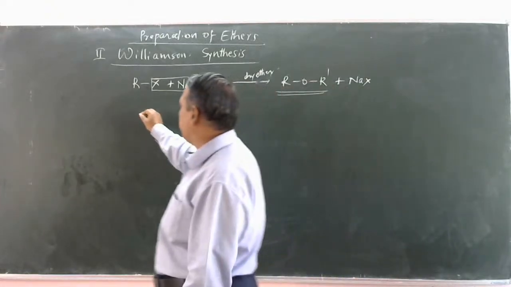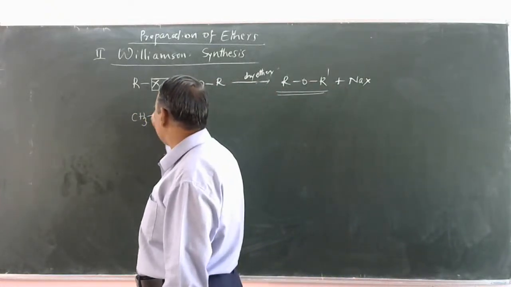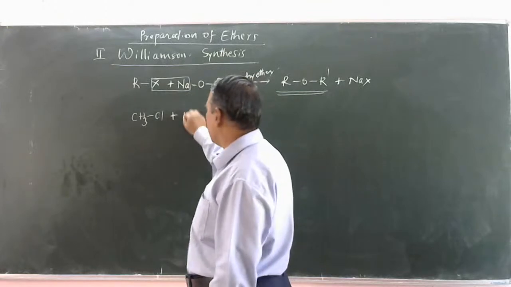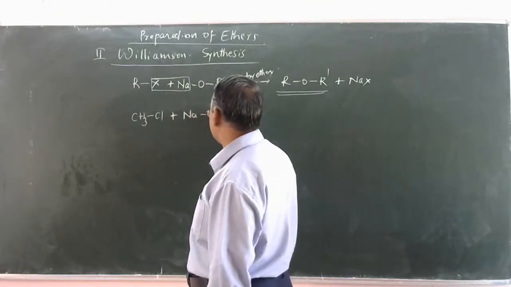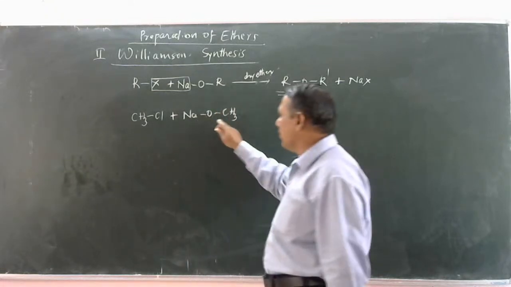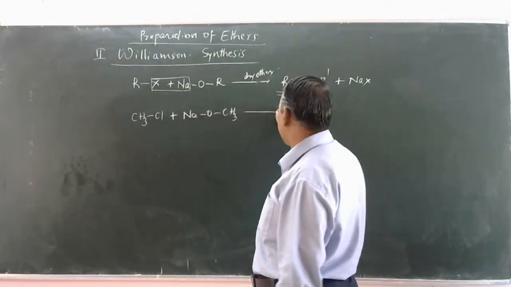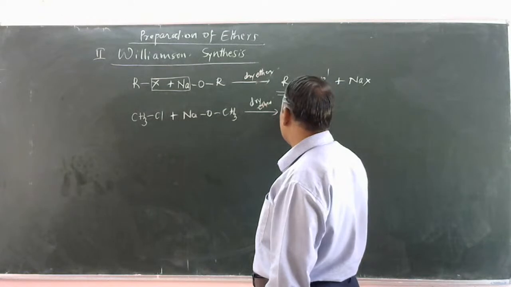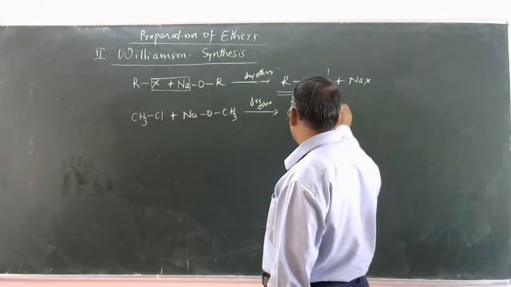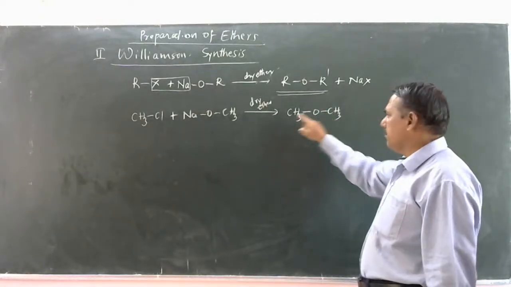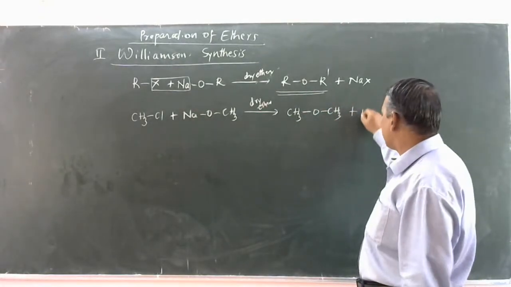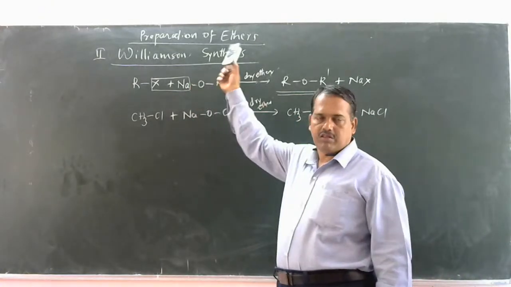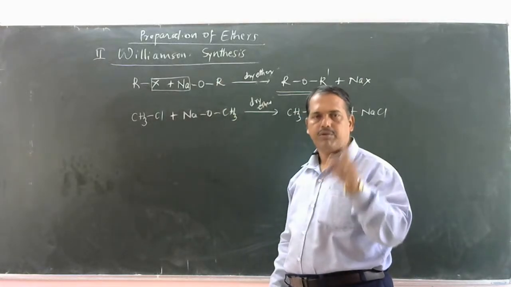We can take a particular example when methyl chloride is made to react with sodium methoxide, NaOCH3. So in presence of dry ether, we will get CH3OCH3, which is dimethyl ether, plus NaCl. A particular example. So Williamson's synthesis is used for the preparation of ether.